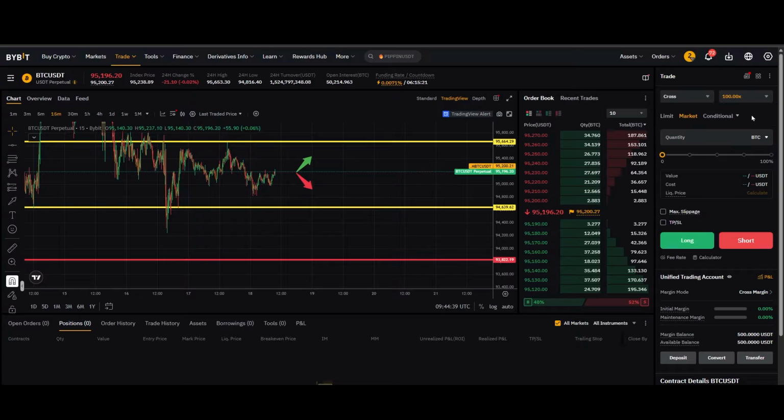You'll see two buttons here, long and short. Long makes money when price goes up. Short makes money when price goes down. That's the main reason people trade futures. But before entering a trade, there's one thing you absolutely need to understand.